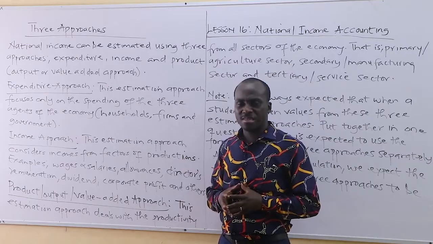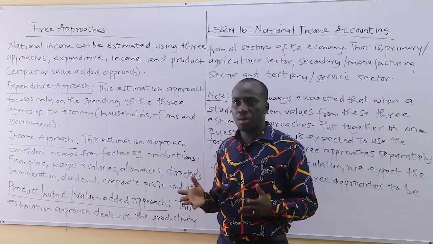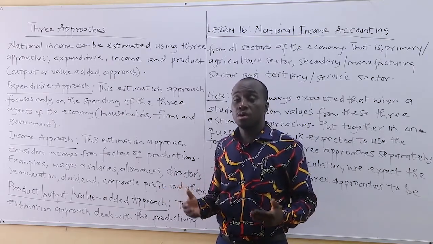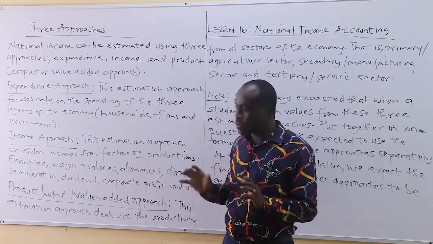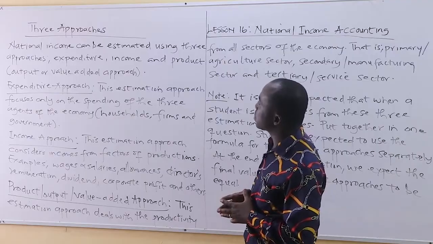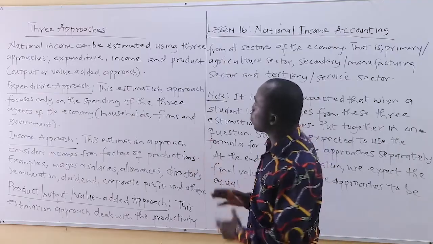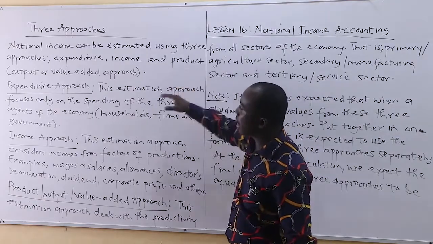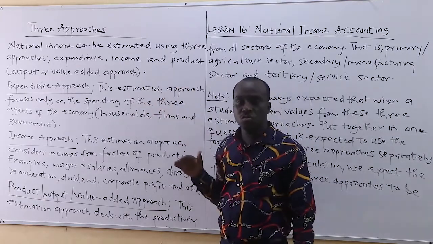So one of the things that we're going to look at, it is very palpable, it's very obvious, is the 3 approaches. We're going to estimate the per capita income, but we're going to use 3 approaches. So let's look at some gist about the approaches. The national income can be estimated using three approaches: expenditure approach, income approach, and product approach. Product, we call it other products, output or value added approach, right?